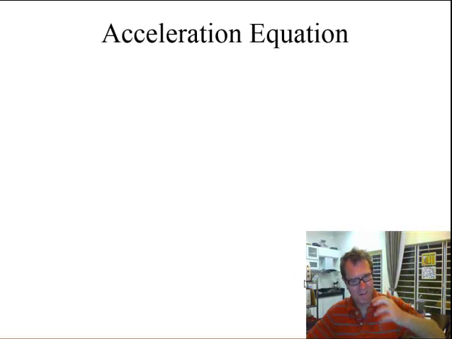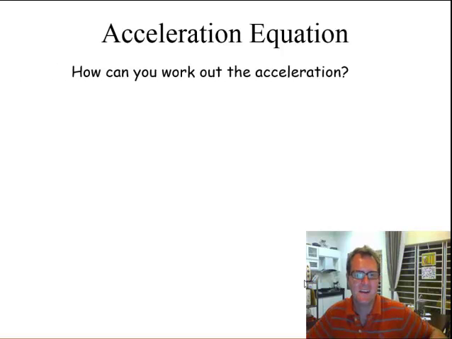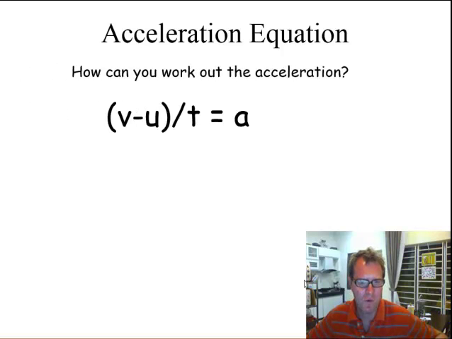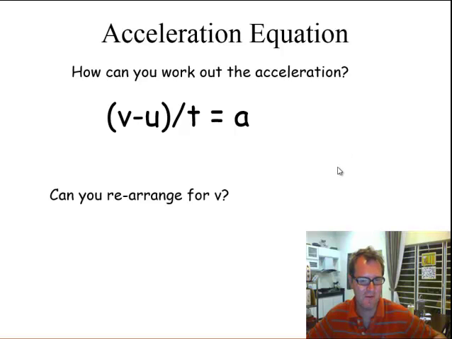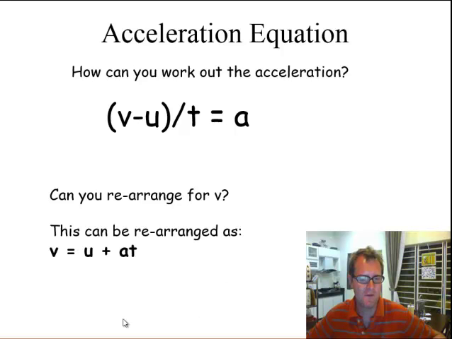My next equation thinks about acceleration. How can we work out acceleration? Well, we work out acceleration as v minus u, final velocity minus initial velocity, divided by the time taken, and that gives me acceleration. So if we rearrange this for v, what we do is find that v equals, or the final velocity equals the initial velocity plus the acceleration multiplied by the time taken. That's my next equation of motion.